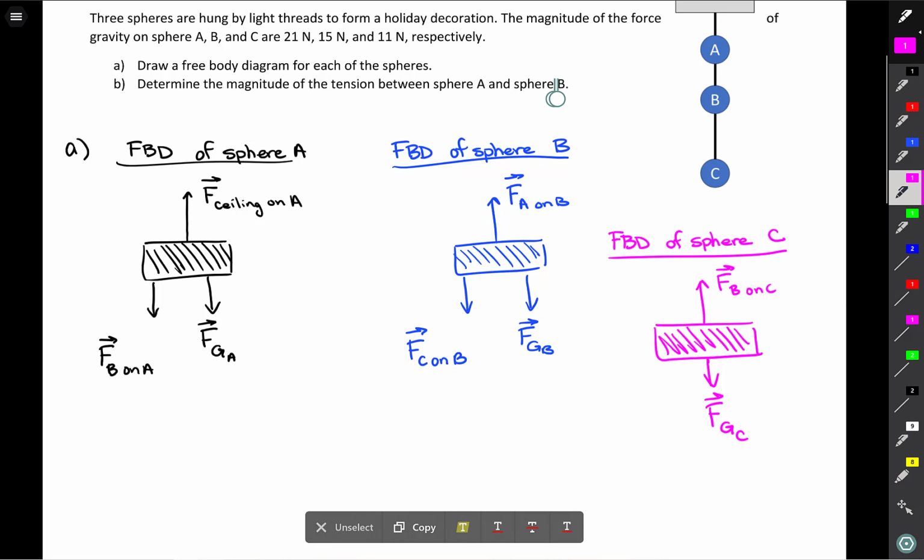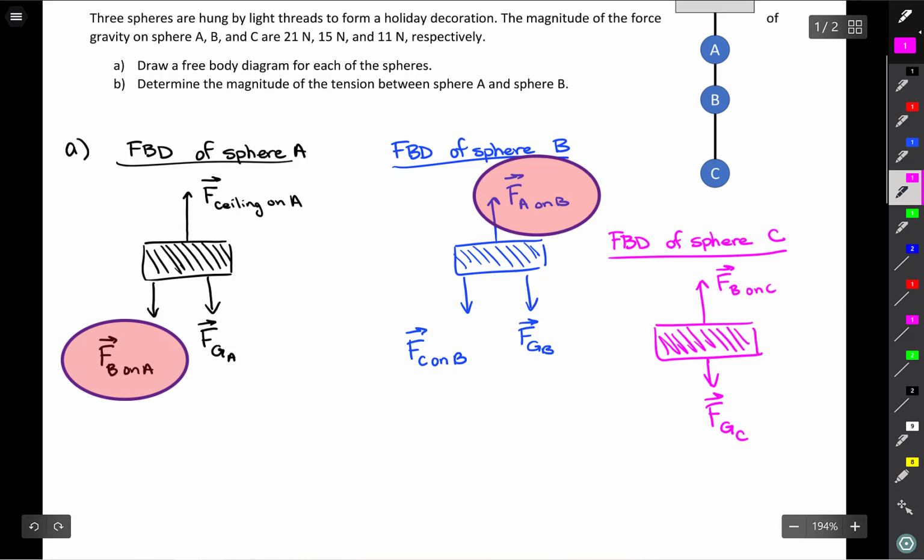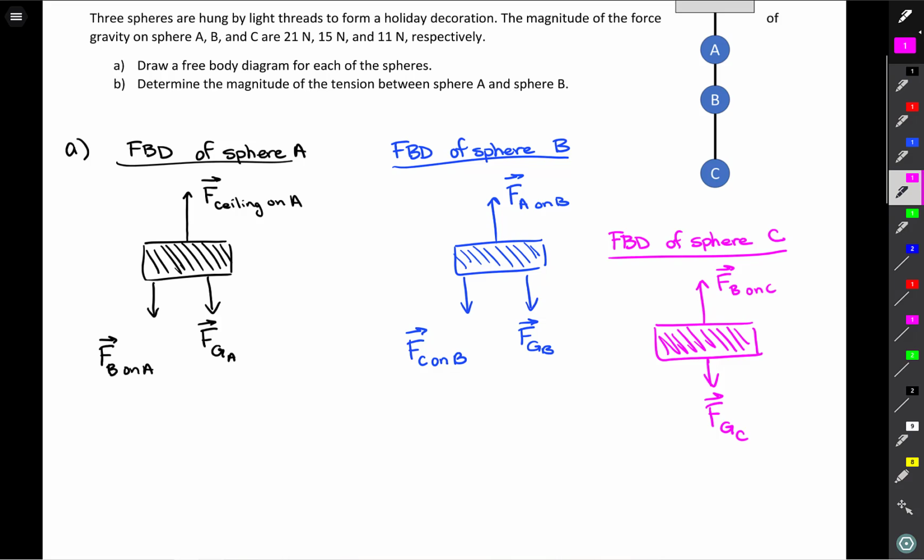So you can see that each of them has at least two forces acting on it. Some of them have what I would call Newton's third law pairs, or action-reaction pairs. We have, say, the force of B acting on A, but we also have the force of A acting on B. So that would be our action-reaction pair right there. We have the force of C acting on B, and we also have the force of B acting on C. So that would be another action-reaction pair right here inside this example.